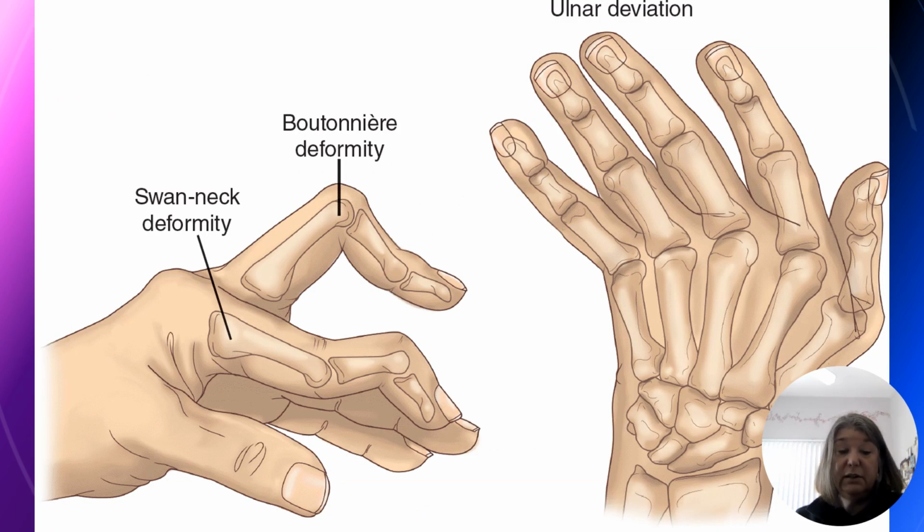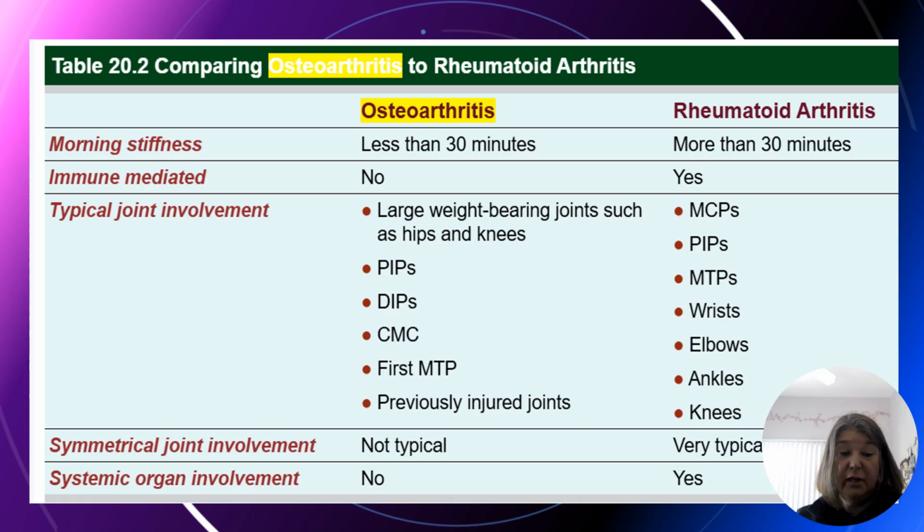This is just a picture of the swan neck deformity, the boutonniere deformity, and the ulnar deviation. Now keep in mind, you can have all three deformities on one finger. And just think about how painful that's got to be. So take a look at that. This is table 20.2, slide 47. This compares osteoarthritis to rheumatoid arthritis. Definitely become familiar with this table, okay?